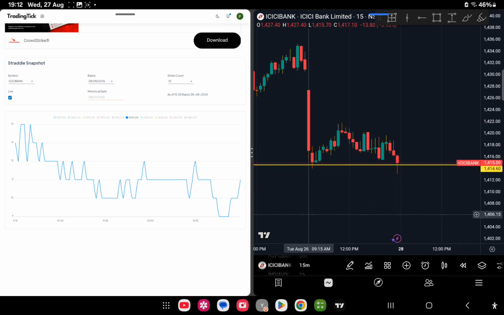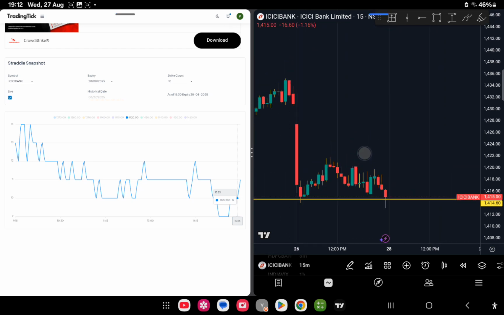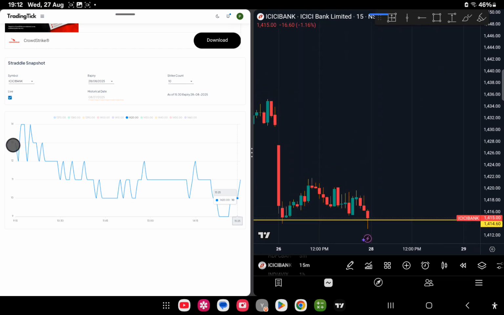Okay, now we have ICICI 20. This is also a profitable trade. So it started off with 60 points and now it came down to 10. So almost the monthly decay was very good. So we'll try to calculate now. 13 and 11. So it's 2 points, right? So let's just do the PNL.